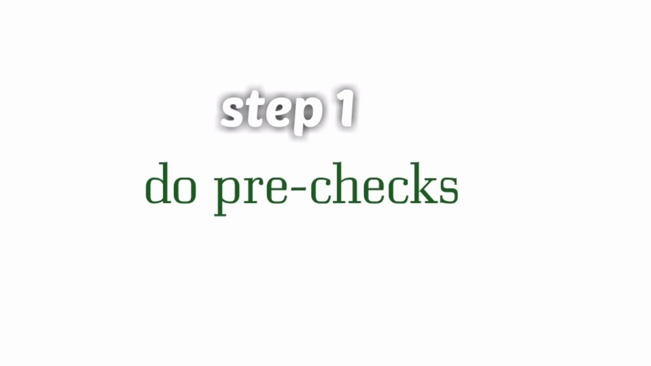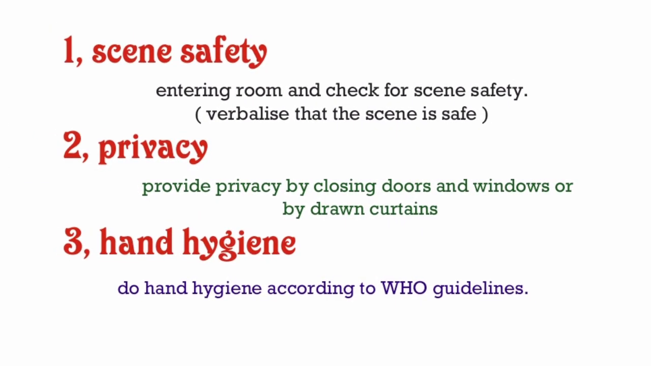Step 1. Do the pre-checks. First one is scene safety. Make sure the scene is safe for you to enter into the patient's room and verbalize that the scene is safe for you to enter. Next is privacy. Provide privacy to the patient before doing any procedure. Then do hand hygiene according to WHO guidelines.